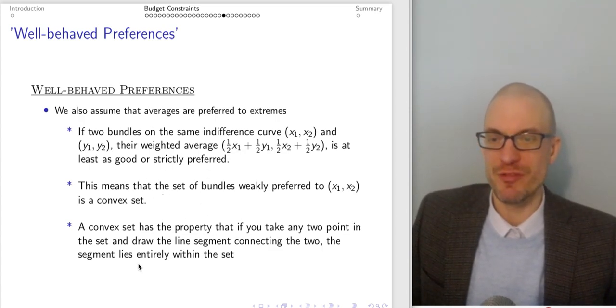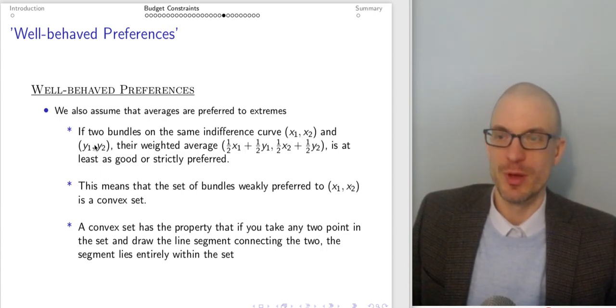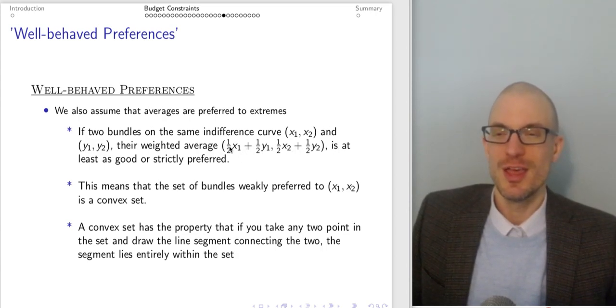So for instance, graphically, what this is going to do is say, suppose we have two bundles in the same indifference curve, bundle X and bundle Y. Their weighted average is going to be at least as good or strictly preferred if we're consistent with averages preferred to extremes. This is the amount of good 1 in bundle X times a half, plus half the amount of good 1 in bundle Y, and that's how much I have in this average bundle. And then I'm going to take the amount of good 2 in bundle X and the amount of good 2 in bundle Y and take their weighted average, and that's going to give me my composite bundle. And if averages are preferred to extremes, I'm going to prefer this bundle, or it's going to be at least as good as strictly preferred.